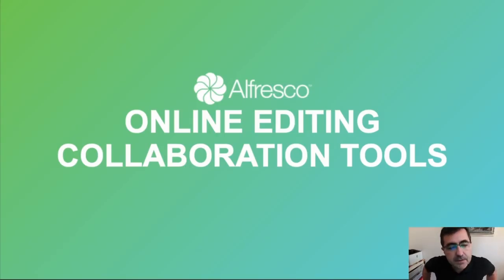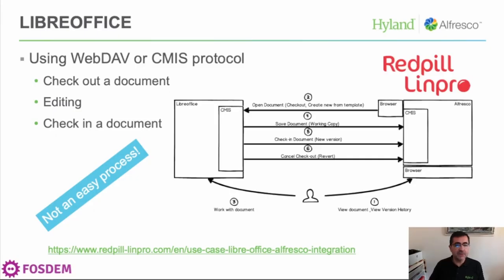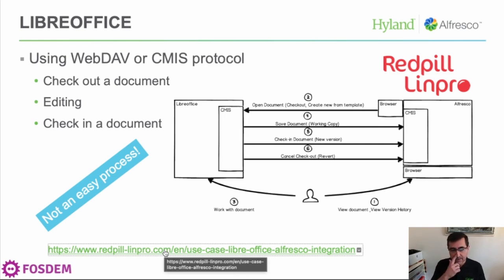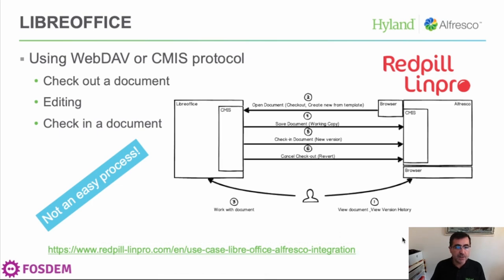Okay, let's start with the online editing collaboration tools. This is like the main topic of this session, and we are going to start with LibreOffice. So the first integration with LibreOffice was relying on WebDAV or CMIS protocol. So we can see this sample from our partner, from our community developer, Red Pill Linpro, that was just checking out a document, editing the document, checking in the document again. So it was a process that was not that easy, right? So you have this process description also for reference, but we are going to explore something more simple than that.